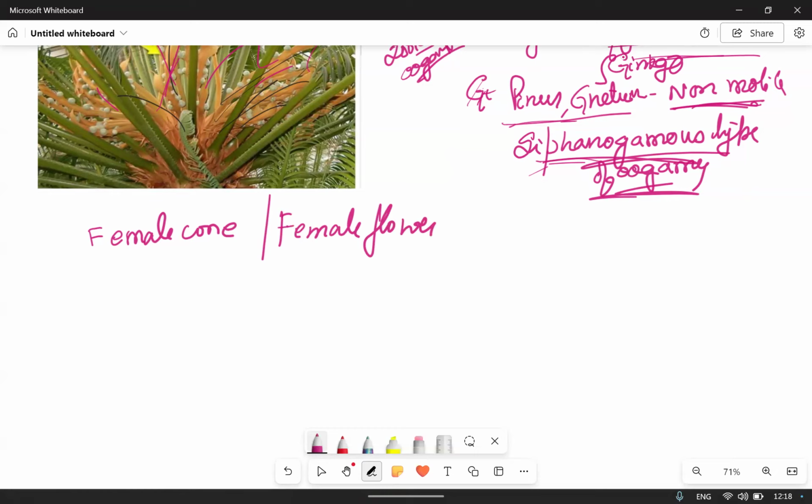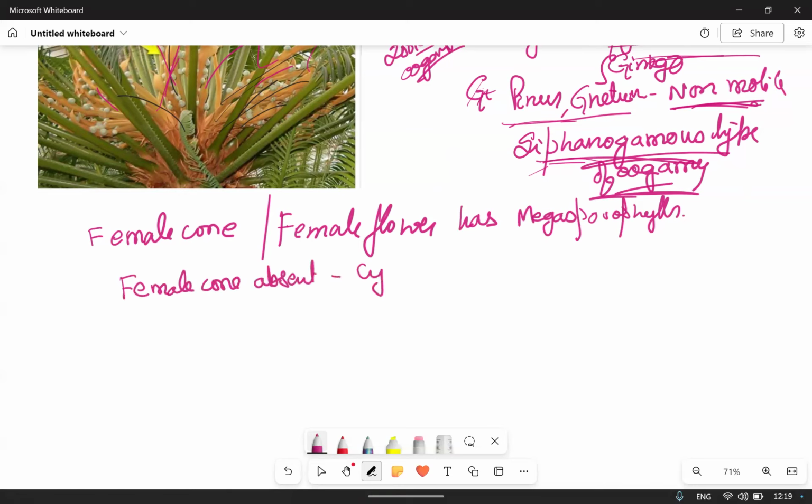This is only called a flower, but here there are no flowers present, and no fruit. Female flower, what does it have? Megasporophylls. Can you see the female cone in cycas? No, I already said, the female cone is absent in cycas, but you can see it in pinus.